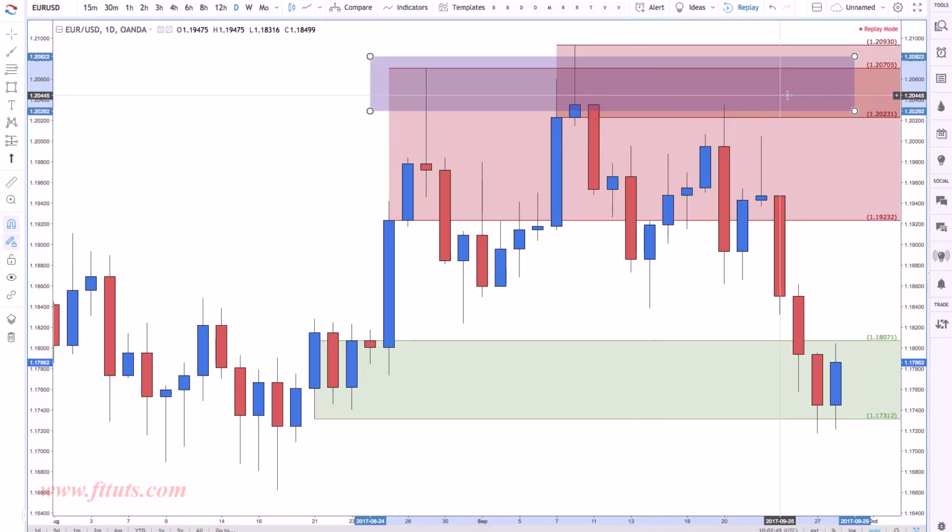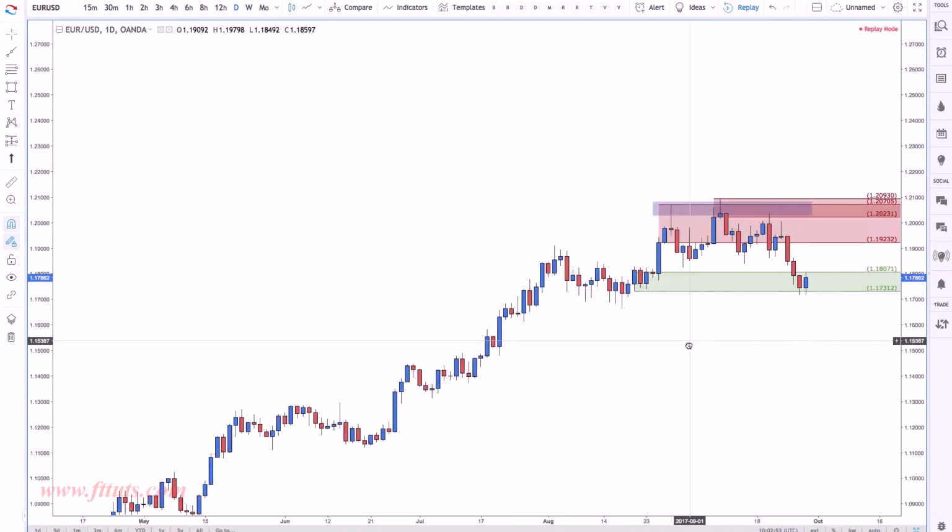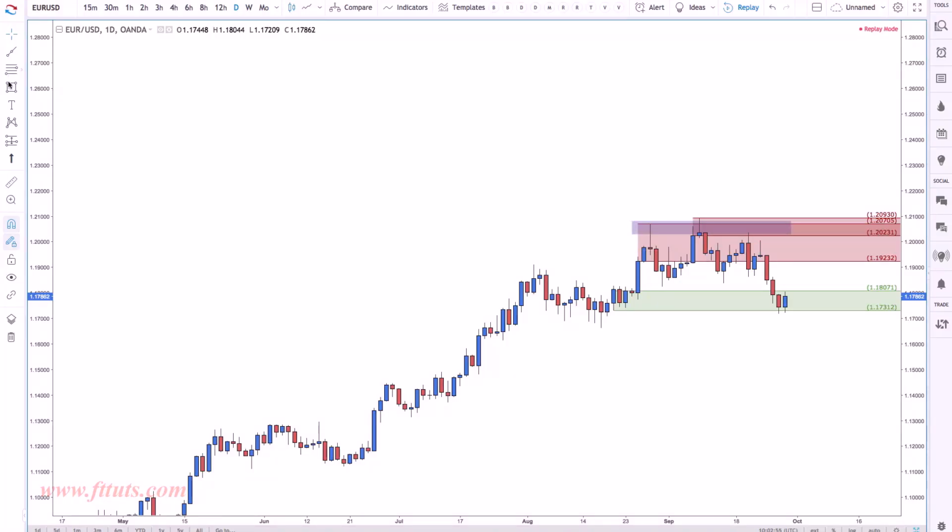I was a bit cautious at this level about shorting it when it came into the future, because I would have preferred if price around this level would have done something like, let's have a look, something like this, where it would have gone up and then come down, taking out a few levels of demand along the way.